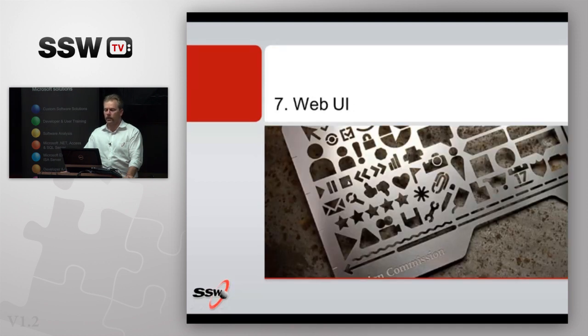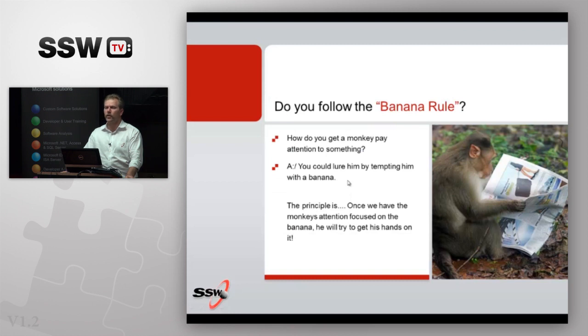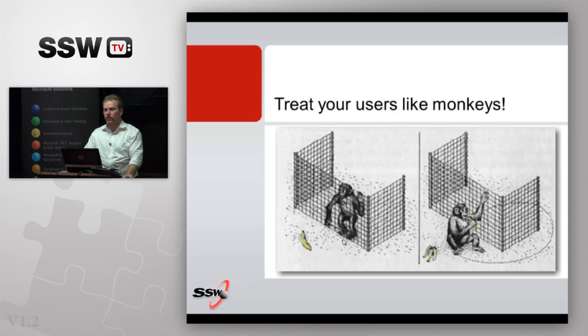Okay, web UI. Let's talk about that. Banana rule. Who knows what the banana rule is? Did you find that on our site? What's the banana rule? Oh, we talked about it one day. Oh, right. Okay, cool. So basically the banana rule is that you treat users like monkeys. If you can show a banana, they will work out what's involved to get to it.